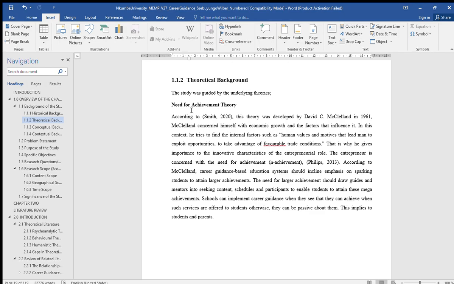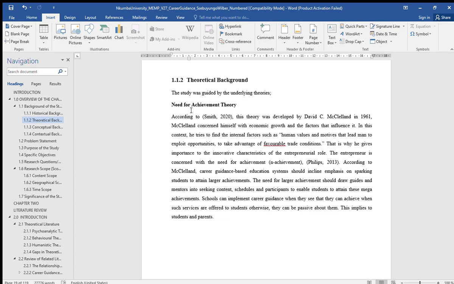So someone who is using career guidance will say, if people are not given career guidance, then they will not achieve, because in their heart they have a need to achieve, but there is no one to support them through career guidance to achieve. You see that this theory can support the study. So in the theoretical background, you need to look at the chunks of theories and select one or two theories which you base on to support your study.